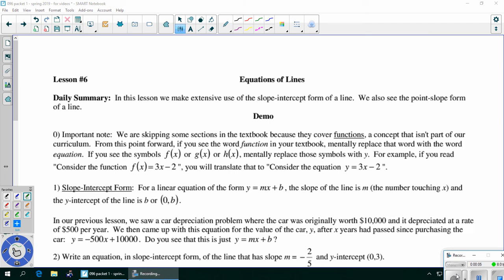Lesson number 6, daily summary. In this lesson, we make extensive use of the slope-intercept form of a line. We also see the point-slope form of a line.